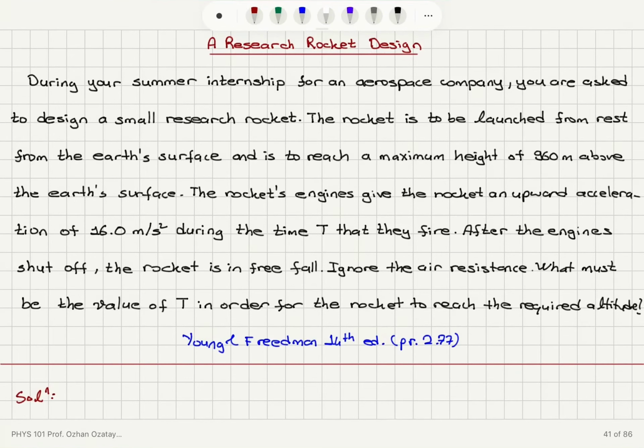Research rocket design. During your summer internship for an aerospace company, you are asked to design a small research rocket. The rocket is to be launched from rest from the Earth's surface and is to reach a maximum height of 960 meters above the Earth's surface.